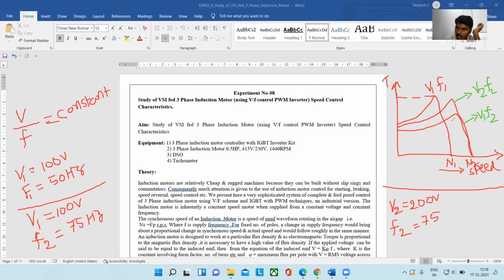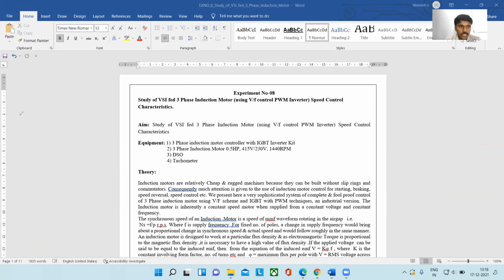The torque is not maintained constant, but the speed increases. So for maintaining constant torque, what we have to do here is change the voltage as well as the frequency. The ratio between this voltage and frequency should be a constant.